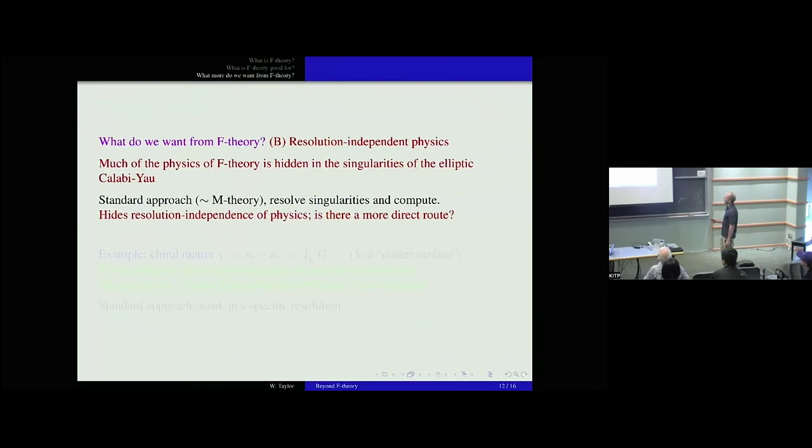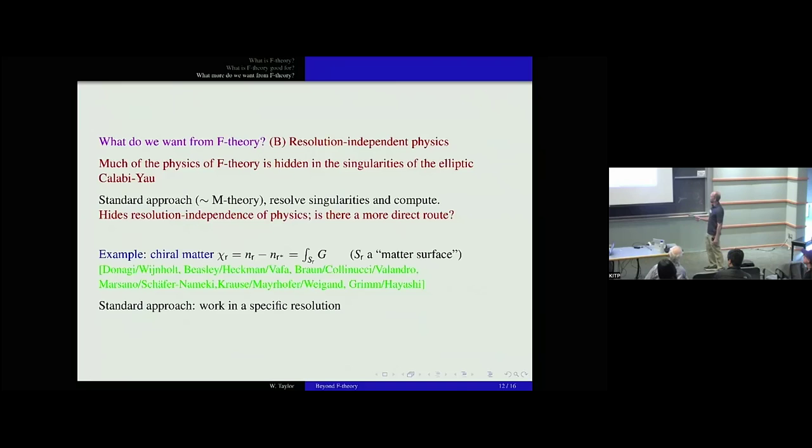Another thing that we would like from F-theory is resolution-independent physics. So much of the physics of F-theory is hidden in the singularities of the Calabi-Yau manifold. And the standard approach, following the kind of M-theory picture, viewing F-theory as the limit of M-theory, after a few dualities and things, is to resolve the singularities and compute. And this is a great way to compute various things, but it hides the idea that the physics should be independent of resolution. These resolutions are unphysical. Those directions of resolving do not exist in the F-theory moduli space. So we'd like to know if there's a more direct route.